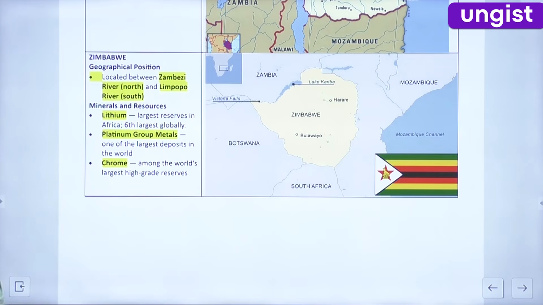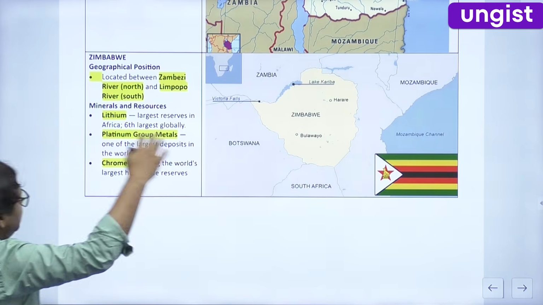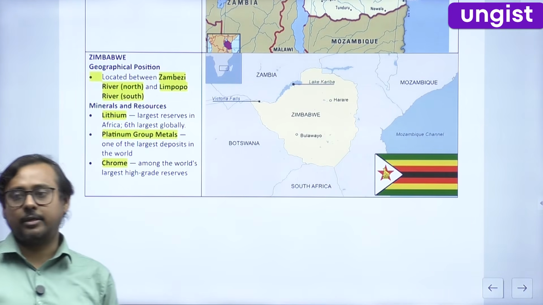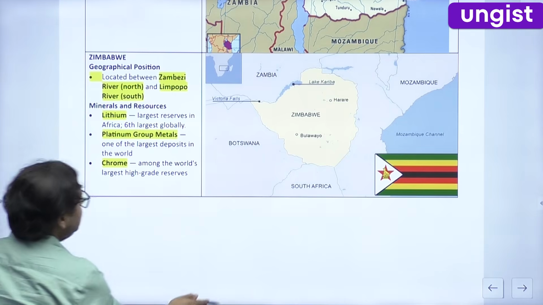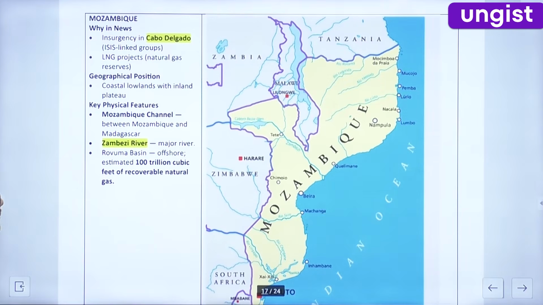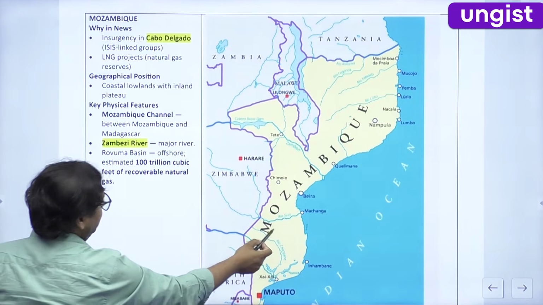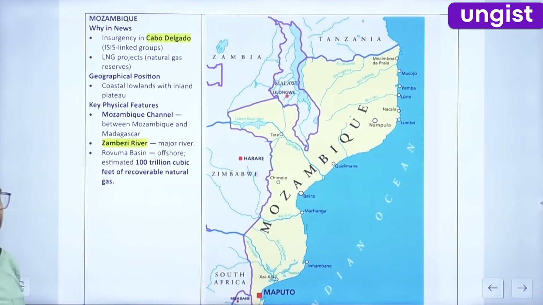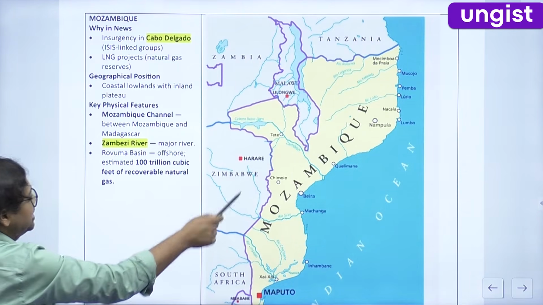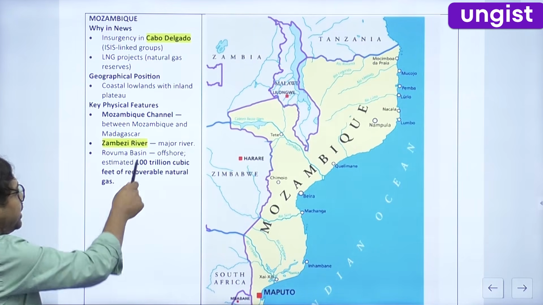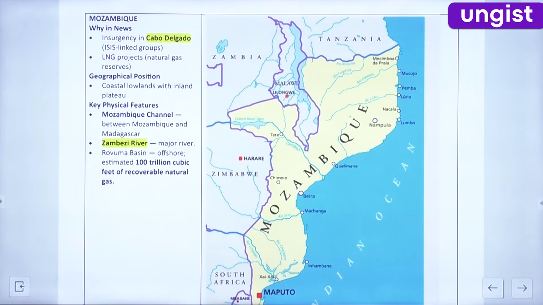Now Zimbabwe is located between Zambezi River and Limpopo River. Limpopo River we will do when we'll be doing Southern Africa. Okay. Now coming to Mozambique. Now this is very important. So here you have Mozambique. Here we have another island. What is that island? Madagascar Island. And which channel separates Mozambique from Madagascar Island? It's very easy. It's Mozambique Channel. Right? It is between Mozambique and your Madagascar.